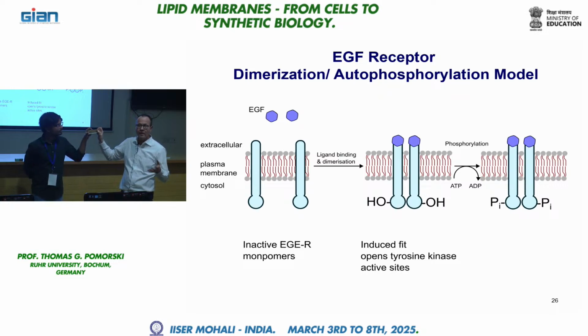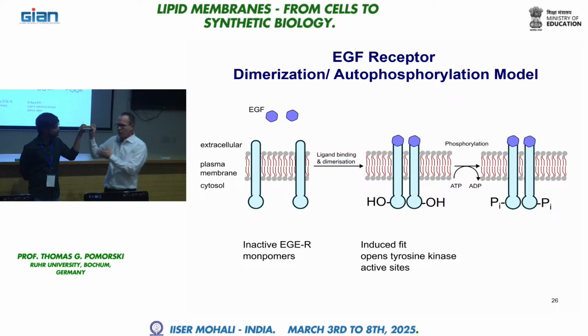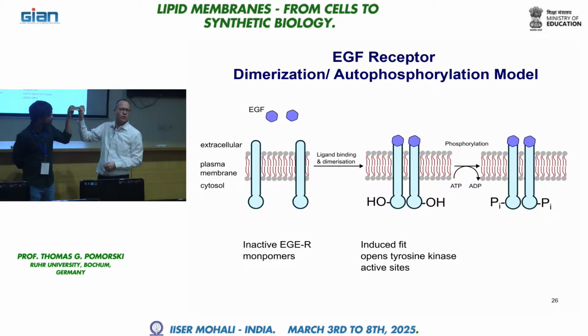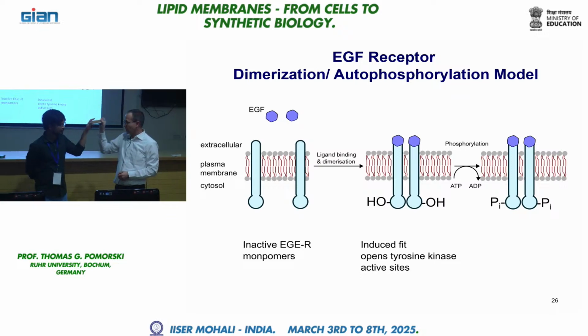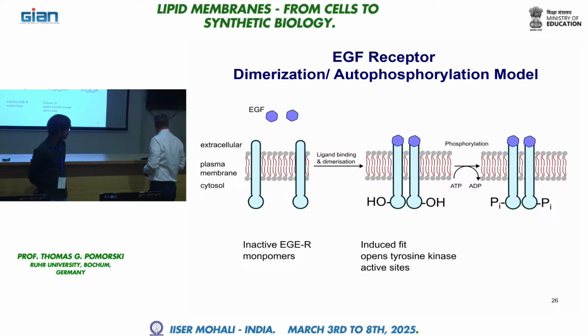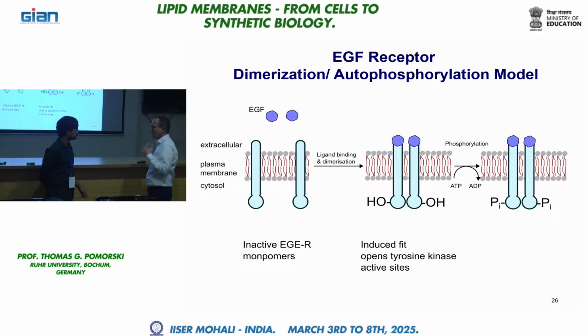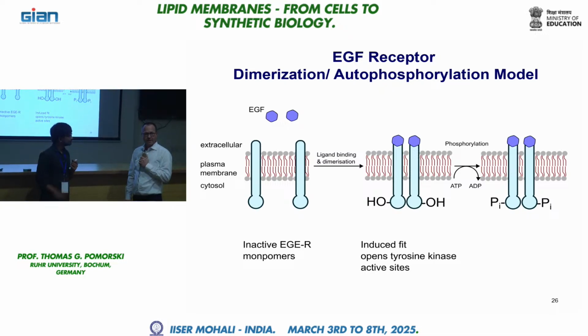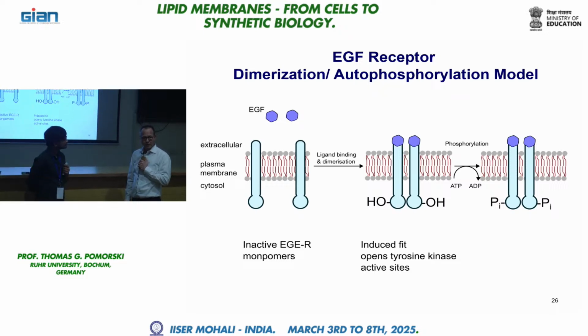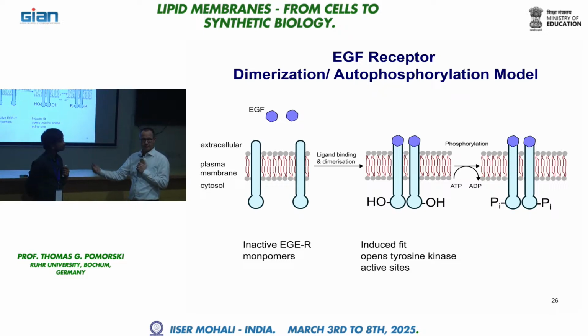And you only know when you know the structure of the complex with the ligand. Only then can you tell. And when you have the structure, then you see that this model is wrong. That is not how it works. Because I need to bind, you need to bind, but our binding sites are not the sites where we bind together.